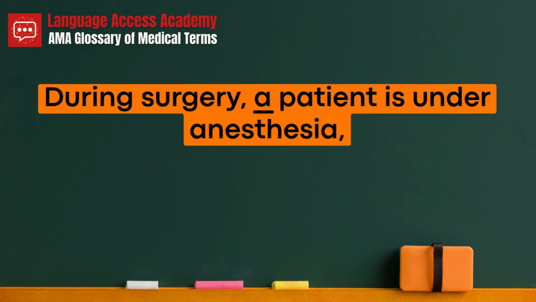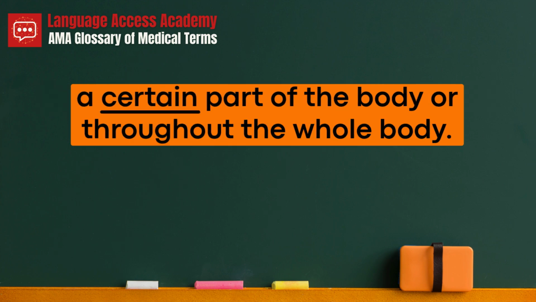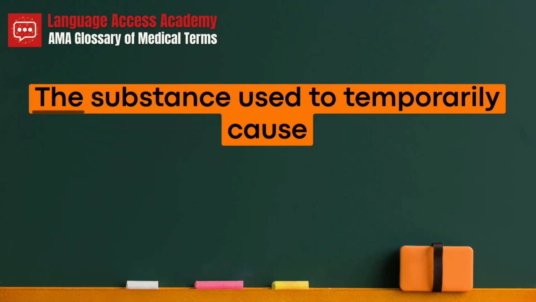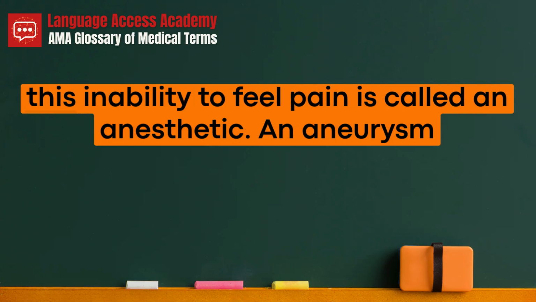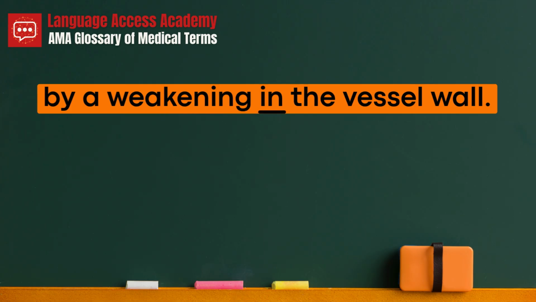During surgery, a patient is under anesthesia, which is a loss of sensation in a certain part of the body or throughout the whole body. The substance used to temporarily cause this inability to feel pain is called an anesthetic. An aneurysm is an abnormal swelling of the wall of an artery, caused by a weakening in the vessel wall.